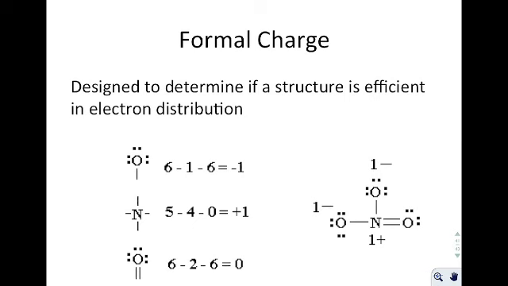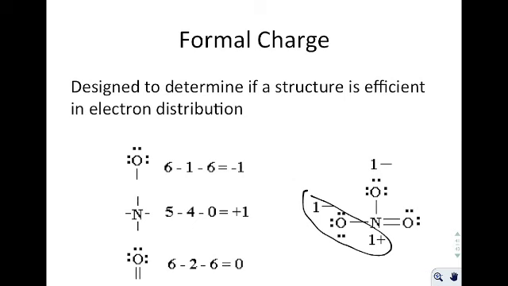Formal charge. Formal charge is designed to determine if a structure is efficient in its electron distribution. Atoms tend to arrange themselves in ways that reduce the charge on them. So you're not going to see something that's negative plus negative, because you can rearrange this atom so that these two can cancel each other out. Atoms tend to do that. They tend to make it so that there's no formal charge on a particular element.